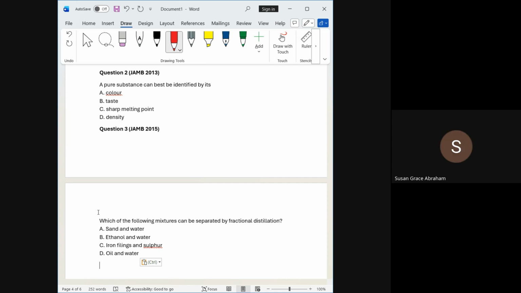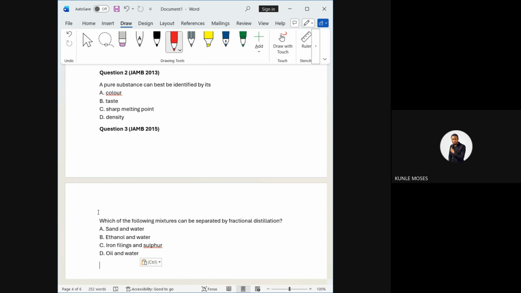Sand and water. Are you forgetting what we use fractional distillation for? It is not for sand and water. We use filtration for sand and water. Who wants to help her? Can I try? Oil and water.